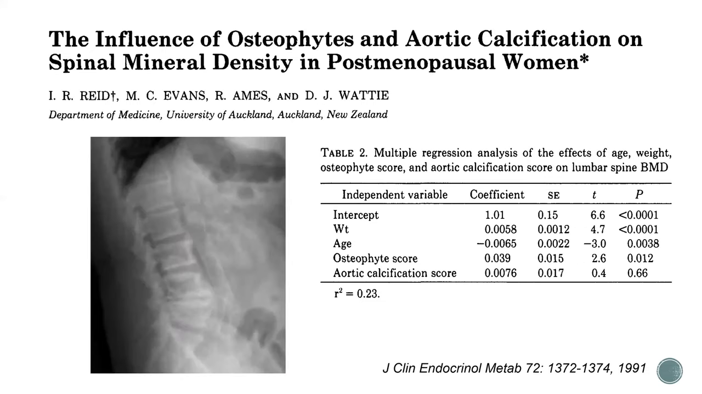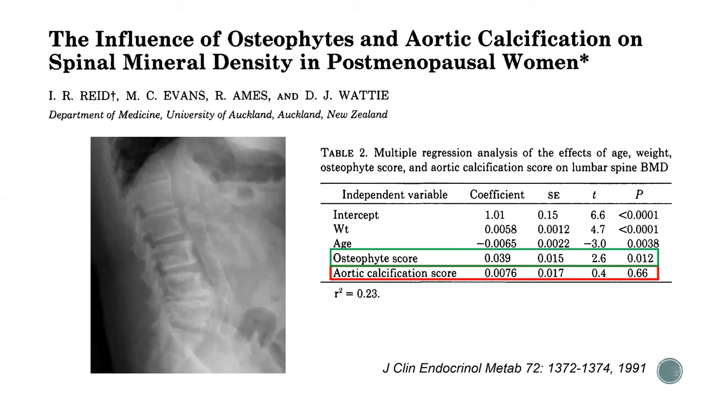What about aortic calcification? Everyone gets very worried about aortic calcification, in that we worry that it will falsely elevate the bone density reading, especially at the lumbar spine. In this particular study, it doesn't really make that much difference. You can see the aortic calcification score was not significant in actually affecting the lumbar spine bone density.